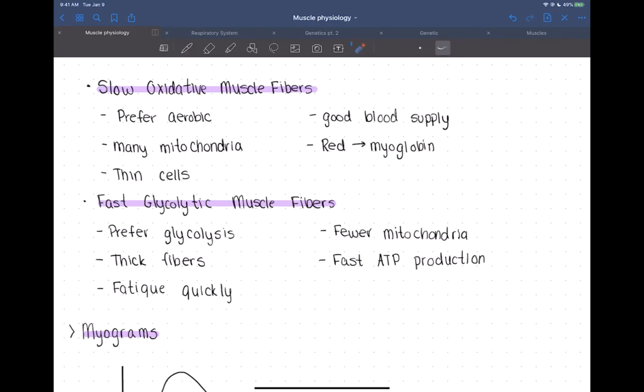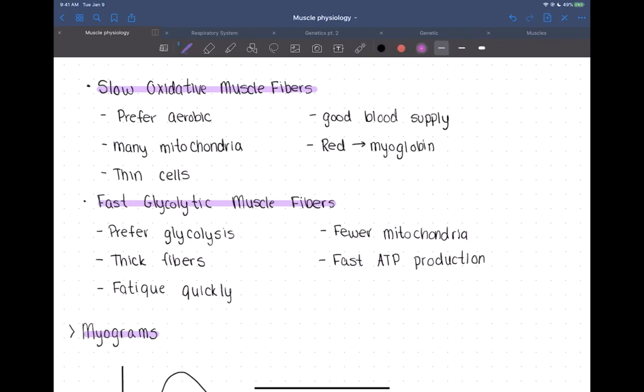So these muscles prefer aerobic respiration. That means they need plenty of oxygen, so they have a very good blood supply. They're usually a little more red in color because they have a lot of myoglobin as well as that rich blood supply. And for cellular respiration, they need a lot of mitochondria. One other way to recognize these cells: they have a rich red color, but they're also very thin in shape, much thinner than their fast glycolytic counterparts.